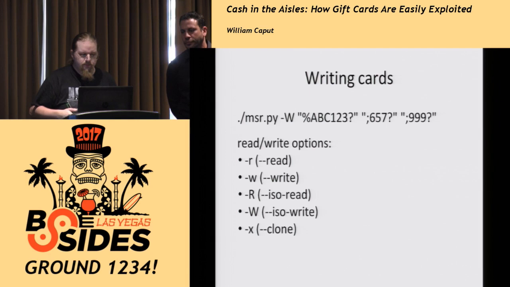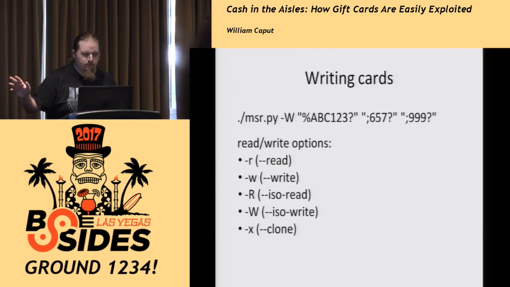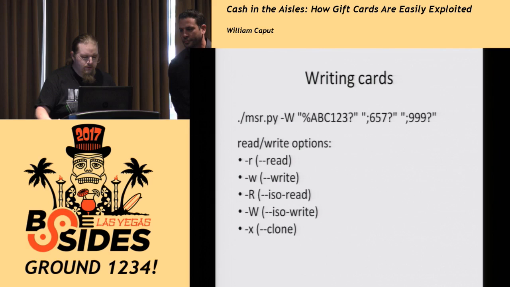So here are the other read-write options. There's a lot more options if you want to change the settings or whatnot. You write ISO format with a capital W, and just give three strings. If you give less than that, it'll only write however many tracks you give it. And same thing for just read and write, that's just in raw format. And clone, it will read and then write in that order.